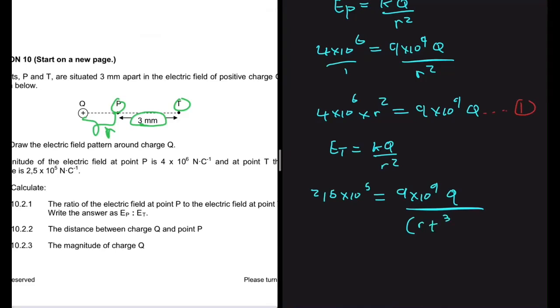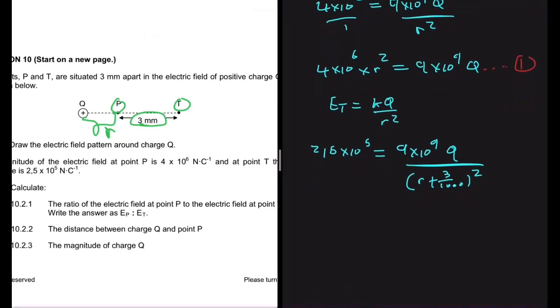We don't deal with millimeters in physics, we deal with meters, so we have to divide that by 1,000. So we're going to have R plus 3 divided by 1,000, squared. Now you can see that you have 2 variables. We're going to end up with 2 equations, and then we're going to find R. So if we cross multiply here, we should get 2.5 times 10 to the 5 multiplied by R plus 3 divided by 1,000 squared being equal to 9 times 10 to the power of 9 multiplied by Q.